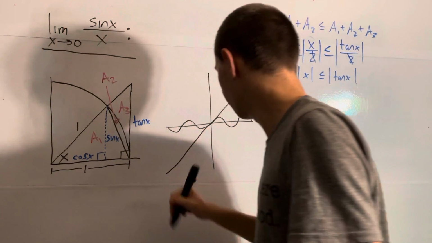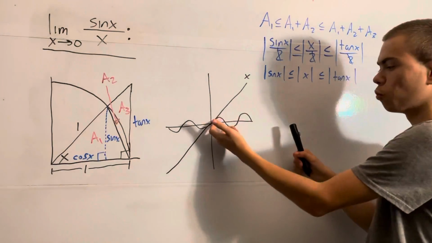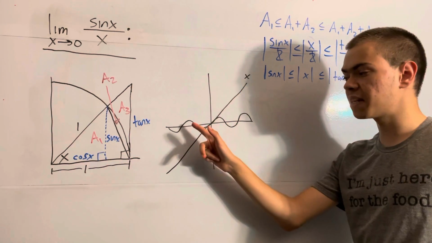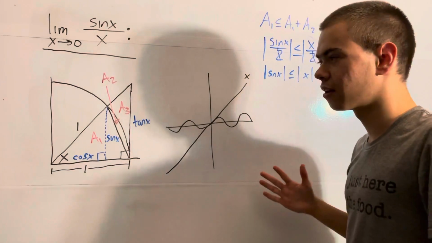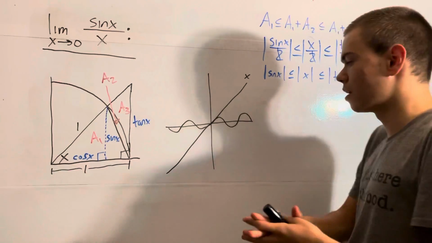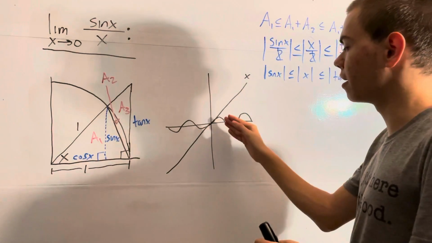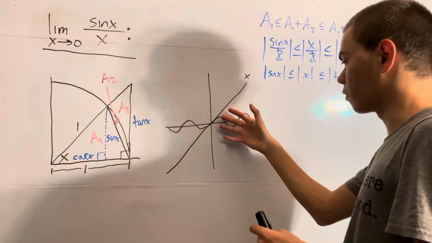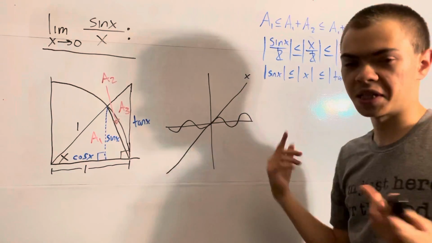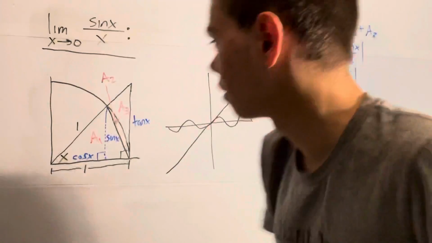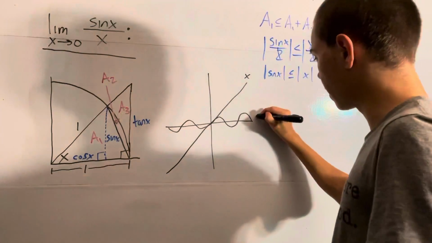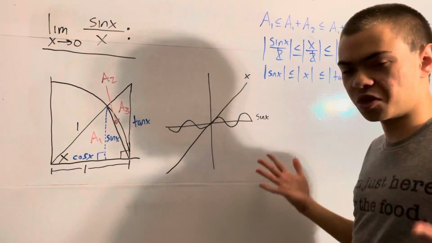And notice what happens. Notice how on the right side of 0, sine of x is less than x. But on the left side of 0, sine of x is greater than x. That makes it invalid to use the squeeze theorem, because sine of x would have to always remain below x for the positive side and the negative side within the vicinity of the point that we're focused on. So, as you can see, we need the absolute values there, or else the squeeze theorem won't work.